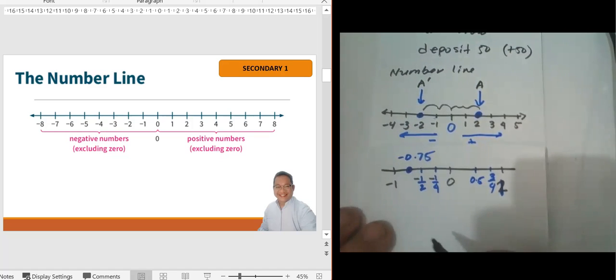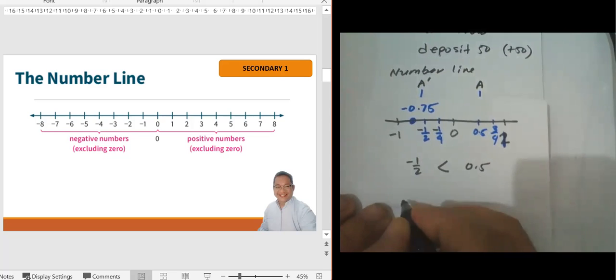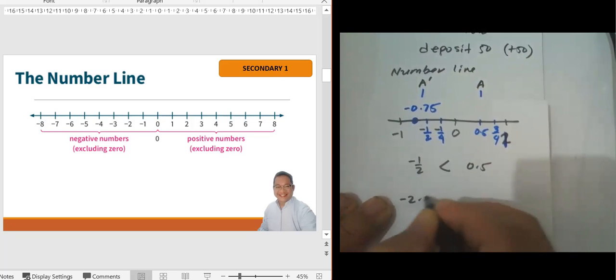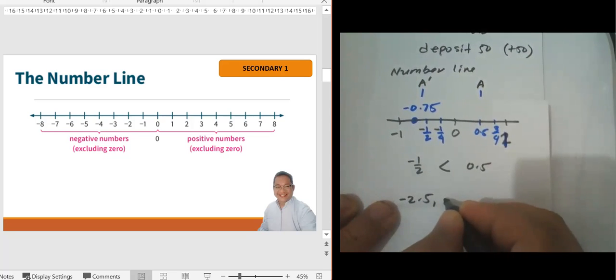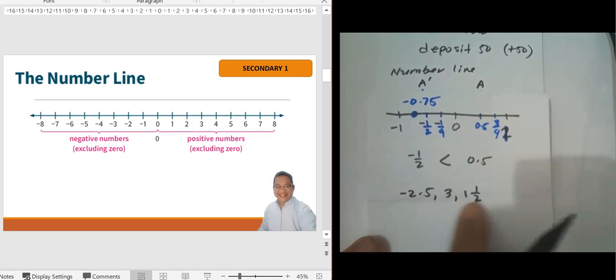Okay, now, so let's check. So let's say now you have -1/2. Which one is greater? -1/2 or 0.5? Definitely this one is smaller. Okay, now let's say, for example, you have 3 numbers. You have -2.5, you have 3, then you have 1 and 1/2. And I would like you to arrange this one.